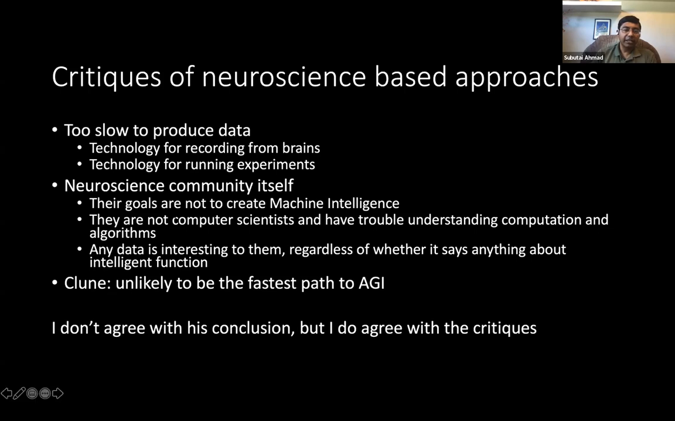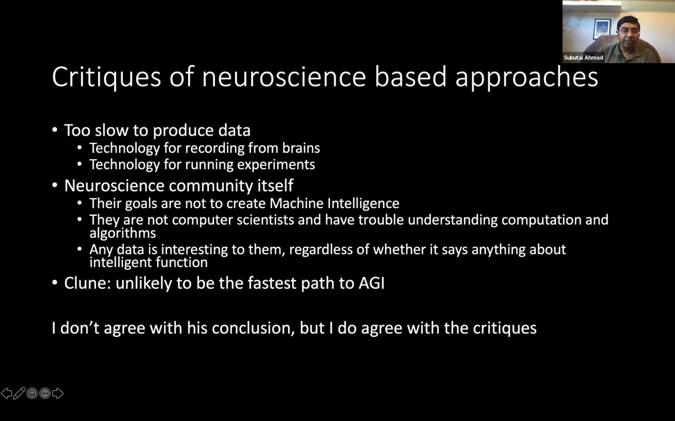The other friction, these are my words, it's not exactly his words, is that the neuroscience community itself is a source of friction because their goals are not necessarily to create machine intelligence. In my experience, 98% of them are not computer scientists and have a lot of trouble understanding computation and algorithms. So when we try to talk about our stuff from a functional perspective, it's really, really hard, whereas when I talk to computer scientists and other people, they understand it instantly. But in the neuroscience community, they have a lot of trouble understanding some of these things. And we've faced this before.